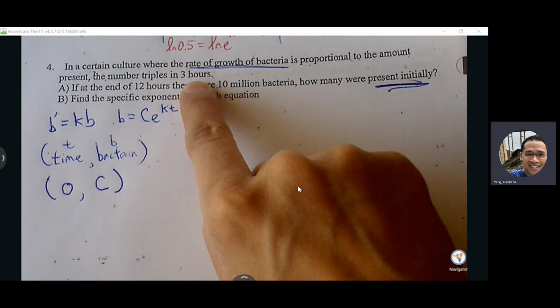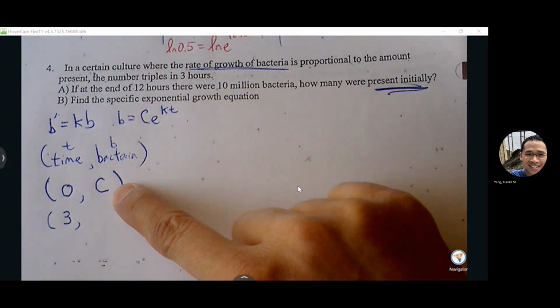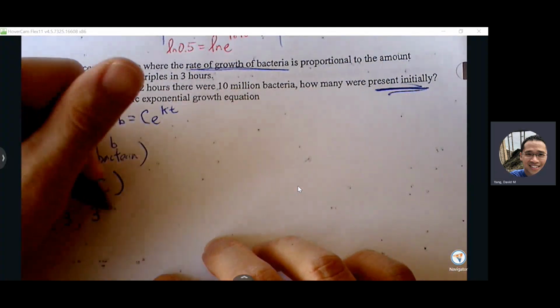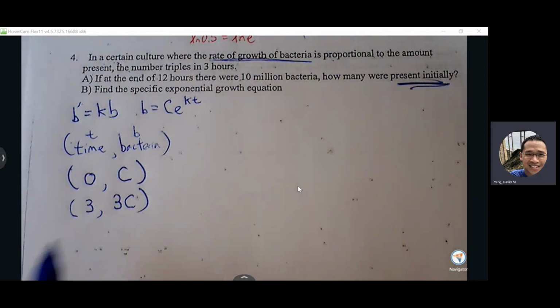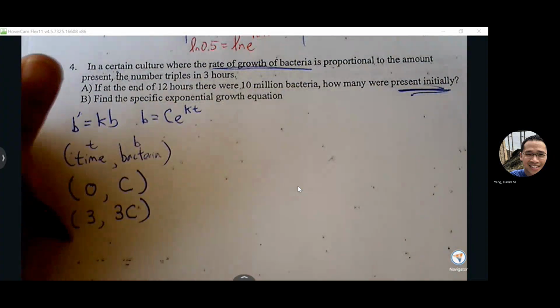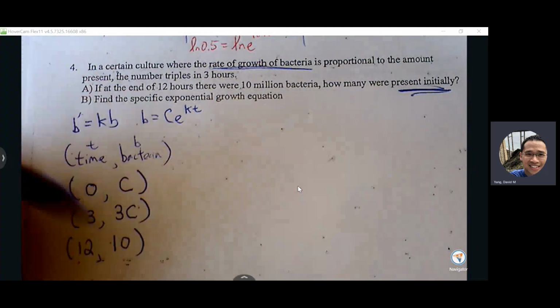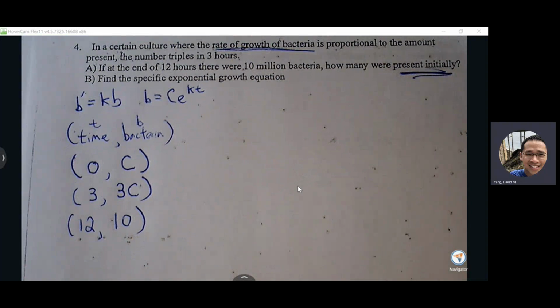But we know that in 3 hours, what's going to happen to that C? Triple. So what can we do to represent that? 3C. Okay, so I'm just creating something that is relationally consistent. And we know that after 12 hours, there's going to be 10 million bacteria. So I'm going to let 10 represent 10 million so that I don't have to write so many zeros. At the end, we're going to have to multiply it by a million because we're representing everything with easier numbers.